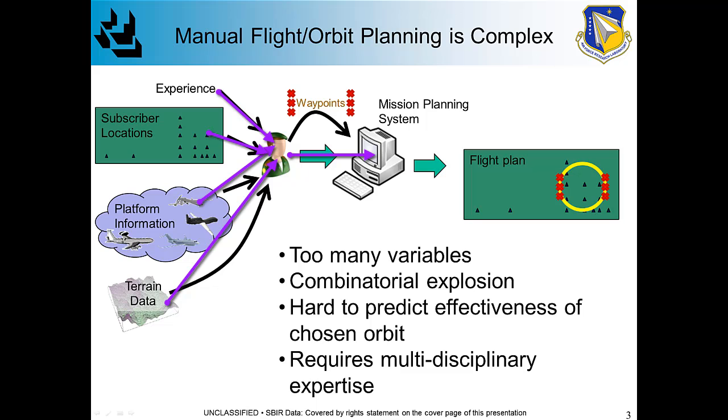The complexity of this task is staggering if all the possible variables of radios, terrain, platform capabilities, subscriber locations, as well as the vital mission objectives and priorities are all factored in. The planner must be a multidisciplinary wizard, and the actual effectiveness of the orbit that is eventually selected is very hard to determine.